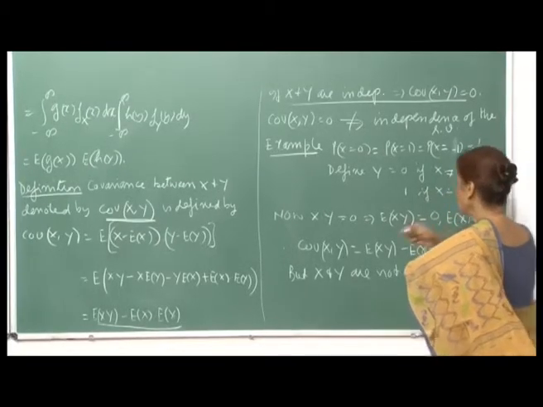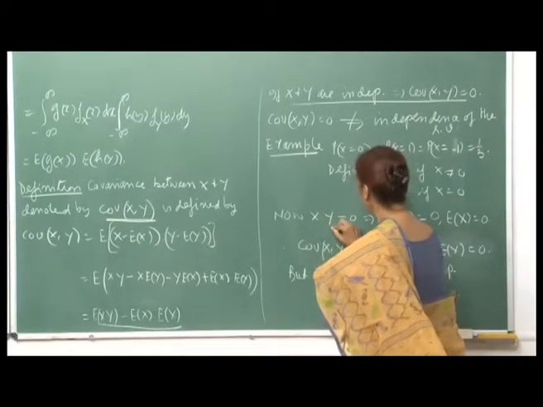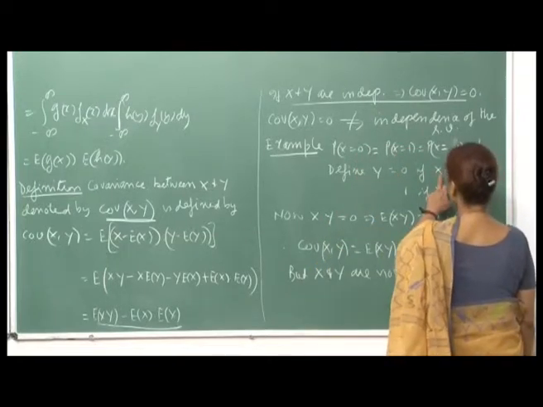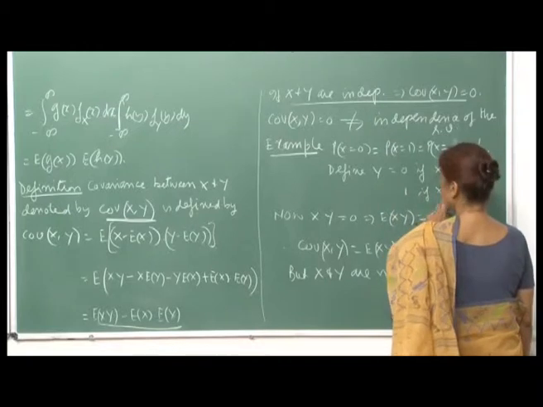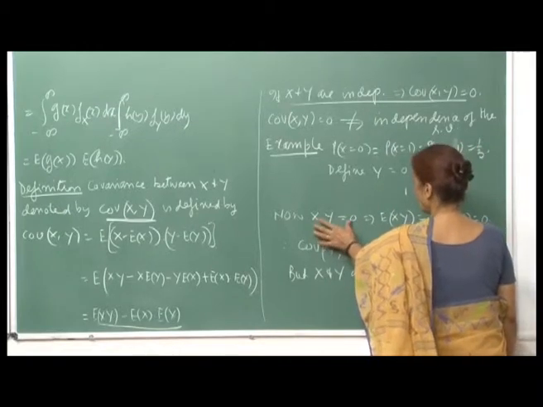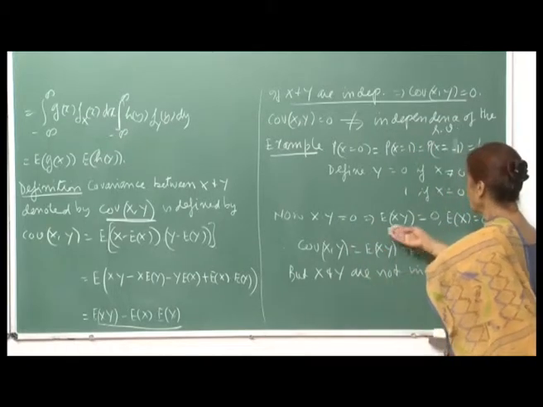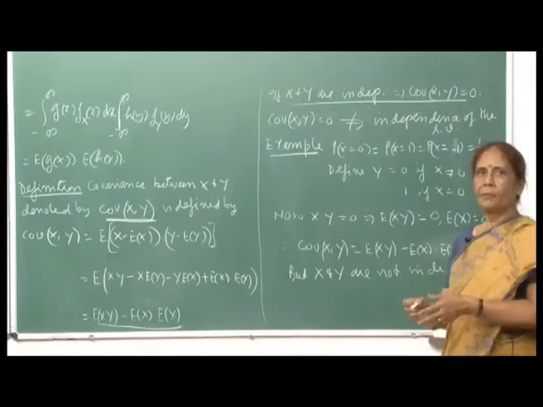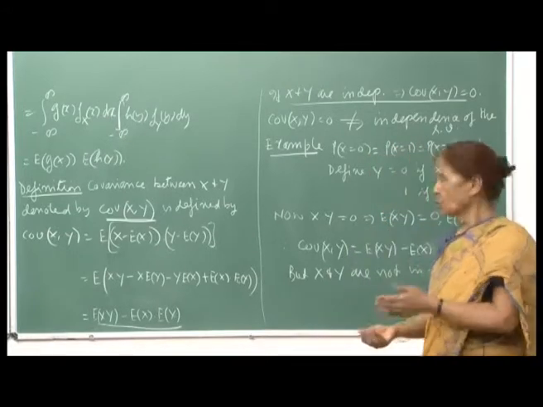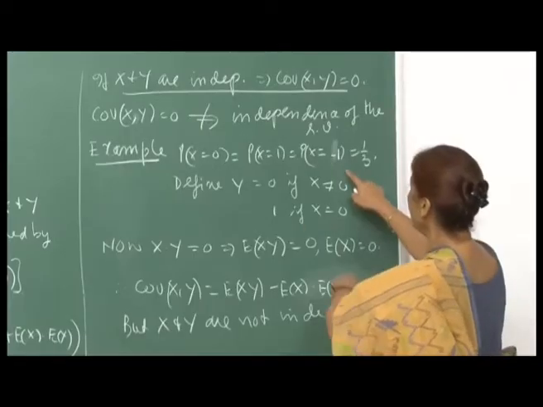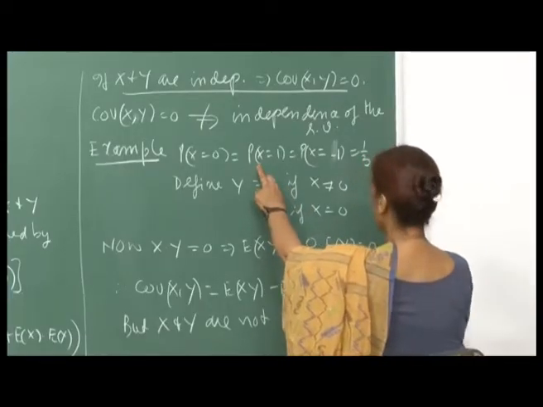Now if you look at the values of this product, it will always be 0, because Y is 0 when X is not 0, and Y is 1 if X is 0. So the product will always be 0, and the random variable takes only the value 0. So this expectation will be 0. So the expectation of XY is 0, and you see from here that the expectation of X is 0.